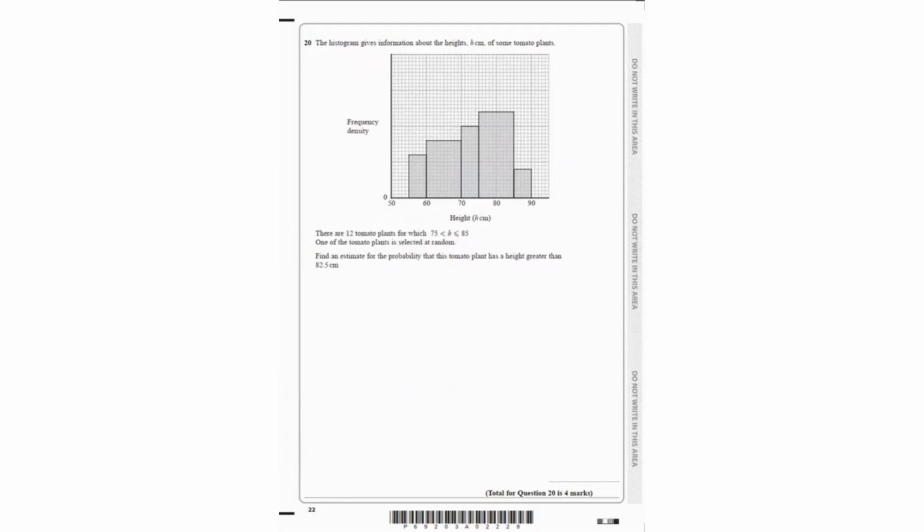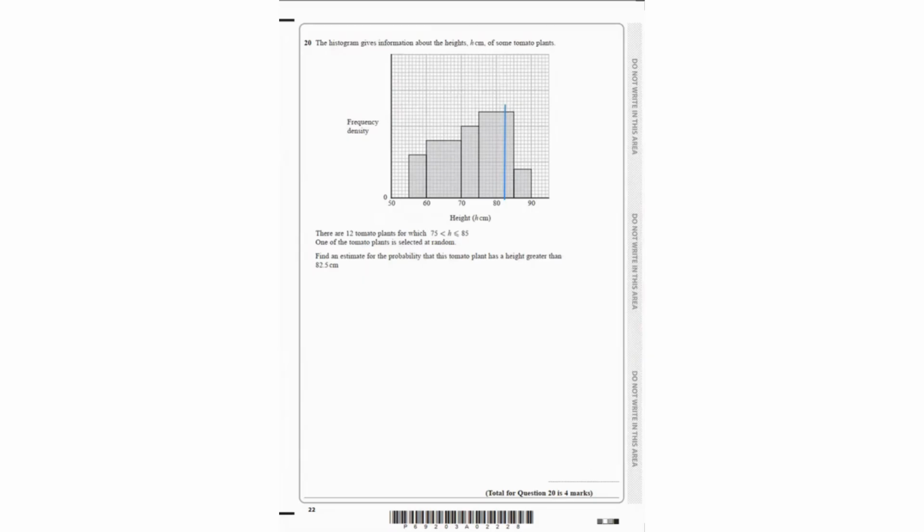Then it says the histogram gives information about the heights, in centimeters, of some tomato plants. There are 12 tomato plants for which the height is greater than 75 but less than or equal to 85. One of the tomato plants is selected at random from this interval. Find an estimate for the probability that this tomato plant has a height greater than 82.5 centimeters. Now, 82.5 is going to come over here. Somewhere over here, that's 82.5. It's between 82 and 83.